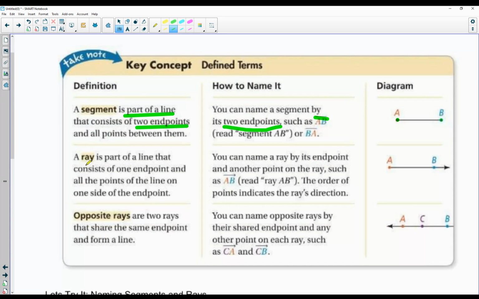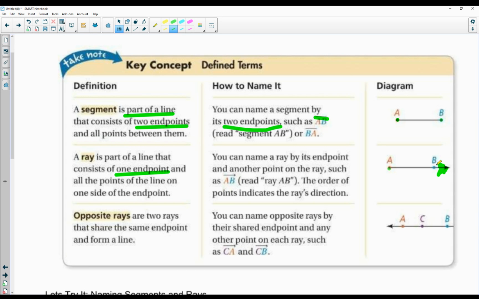Okay, then we have something called a ray. And for a ray, I like to think of a sun ray. And again, it's a part of a line, but the difference is it only has one endpoint, and then it goes on infinitely in the other direction. So a ray cannot be measured because it extends infinitely in one direction. A ray is like an arrow. So if you look over here, you have one endpoint, and then you keep on going, and you show you keep on going by putting an arrow at the end. That's a ray.